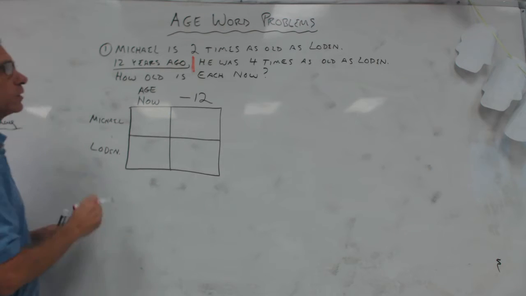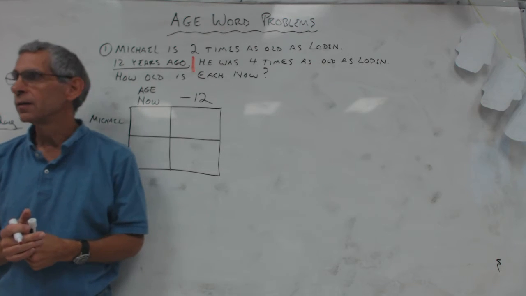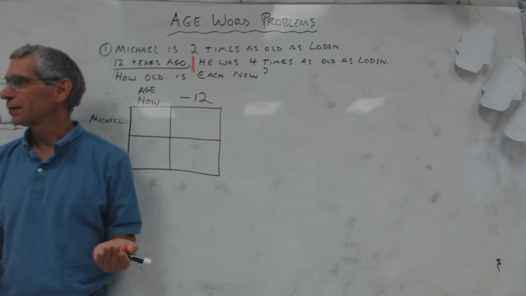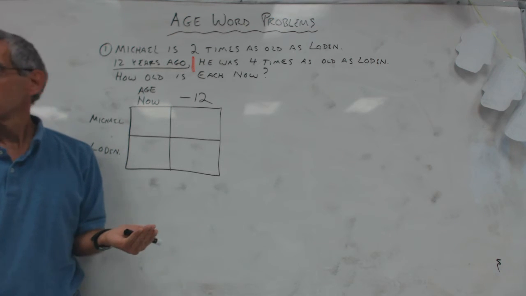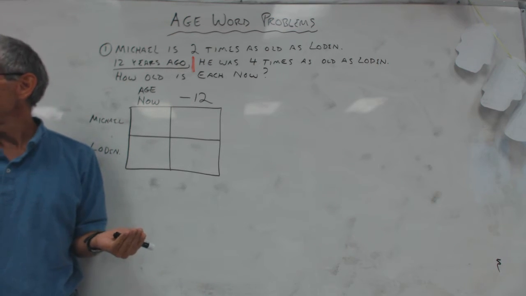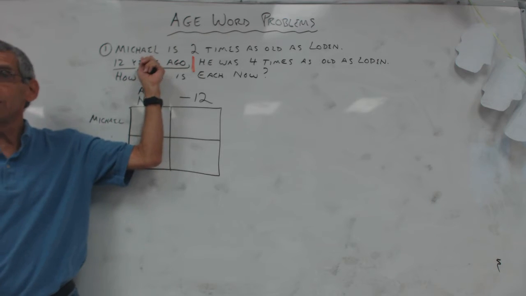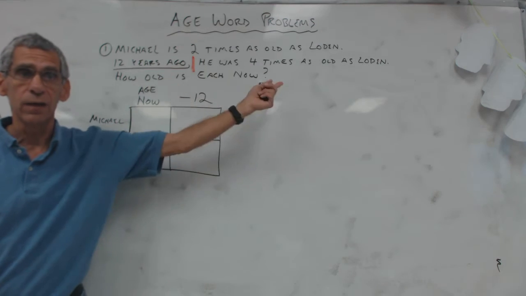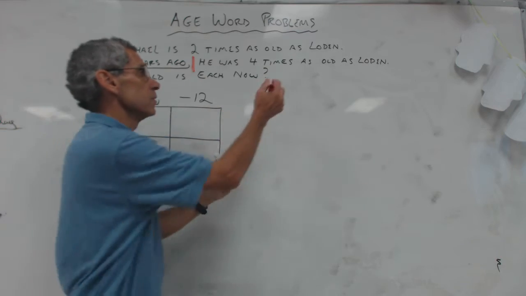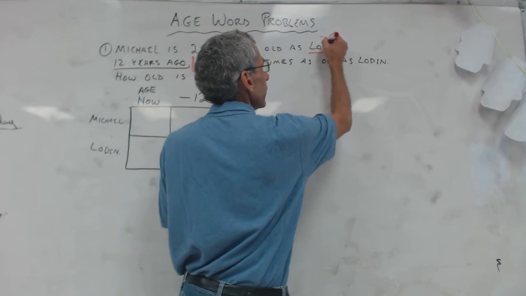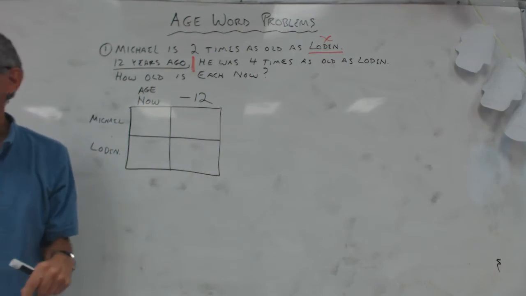So it says, Michael is 2 times as old as London. Who would be X? London, because Michael is 2 times London. Right. So Michael's age is based on London's age. Do you guys agree with me? Yes. So London's age is the base. So I'm going to underline London and put an X there.